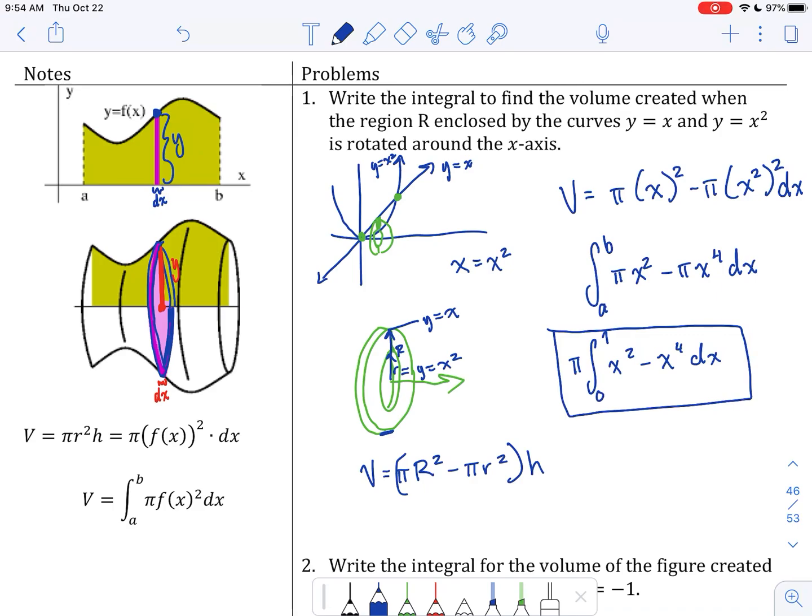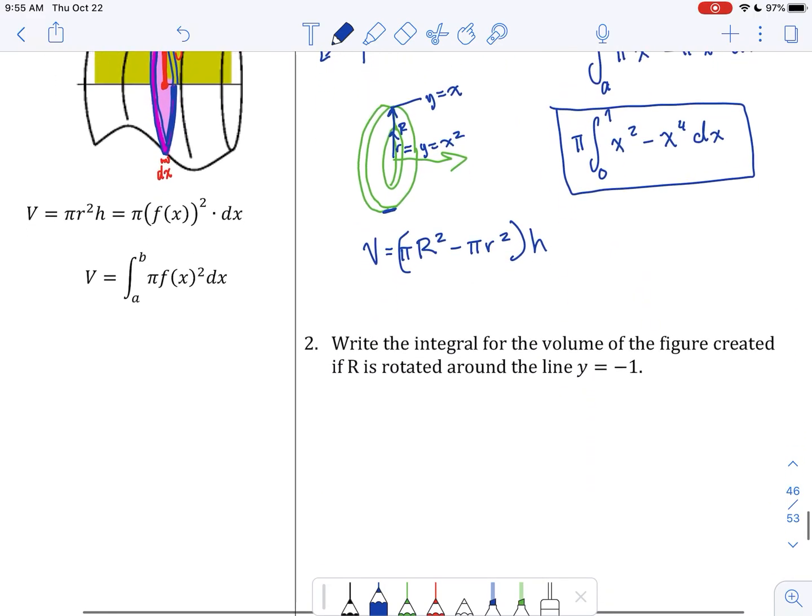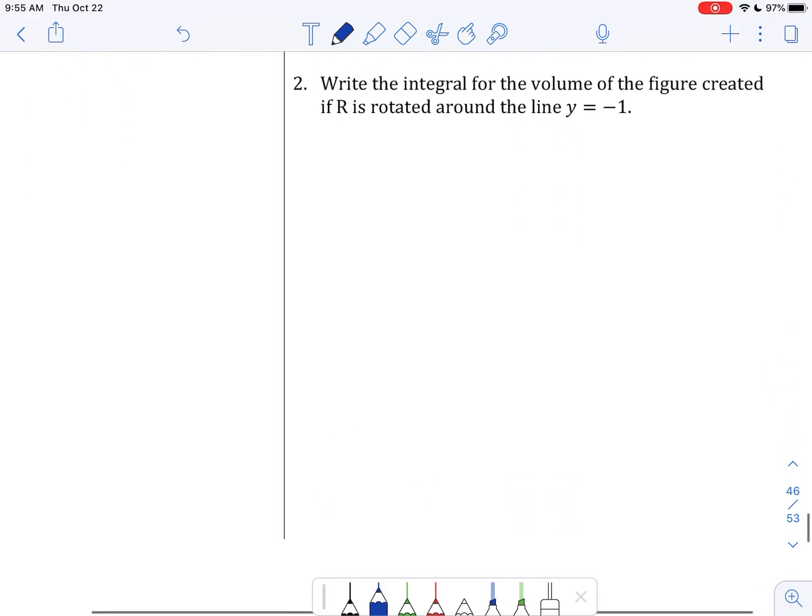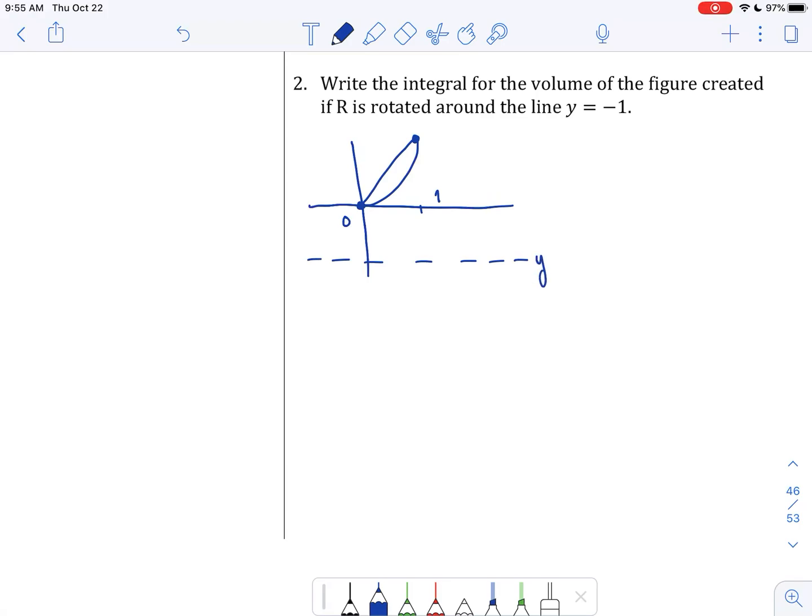Now, one thing that you'll often run into is where you're dealing with not the x-axis, but a different line. So in number 2, we're going to talk about that same space, but being rotated around the line y equals -1. So again, I'll draw my picture very quickly. I'm going to zoom in a little bit more. We've got our region here from 0 to 1. And now we're rotating it around this line here. This is going to be our new center, which is y equals -1.